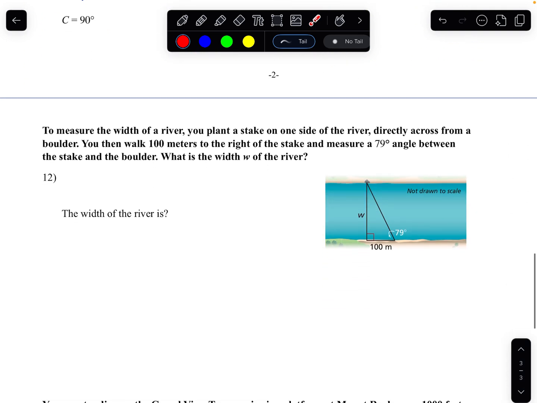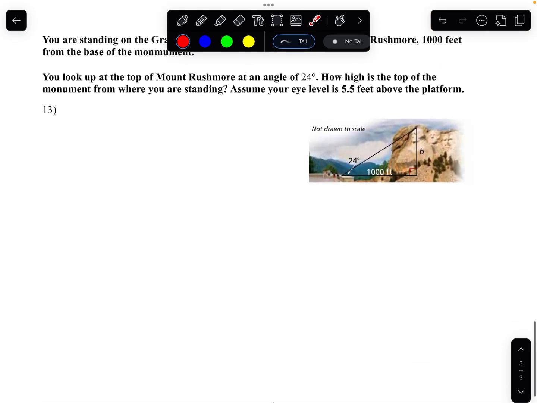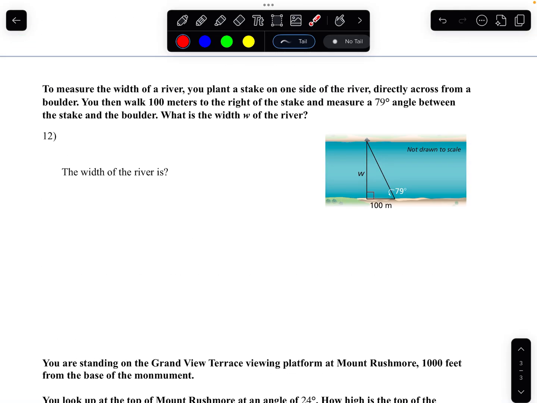All right, let's see, we got these two story problem questions. So to measure the width of a river, you plant a stake on one side of the river directly across from a boulder. So you got the boulder right here, and you're planting your stake right here. You then walk 100 meters to the right of the stake and measure a 79 degree angle between the stake and the boulder. What is the width of the river?